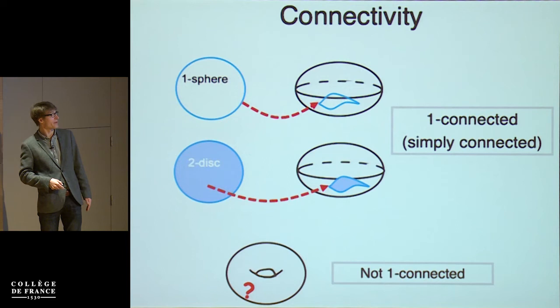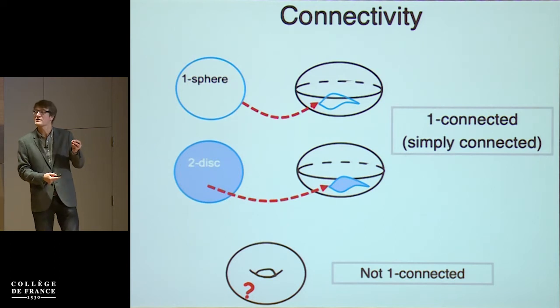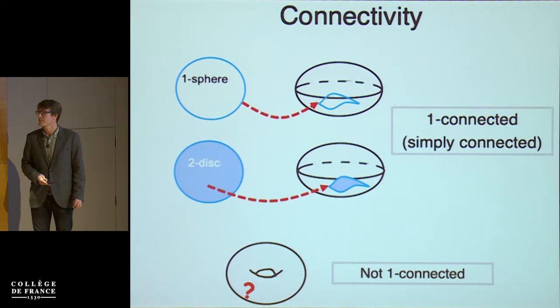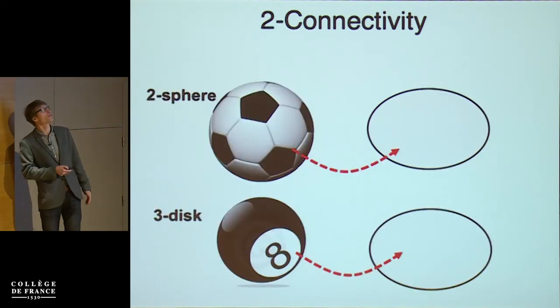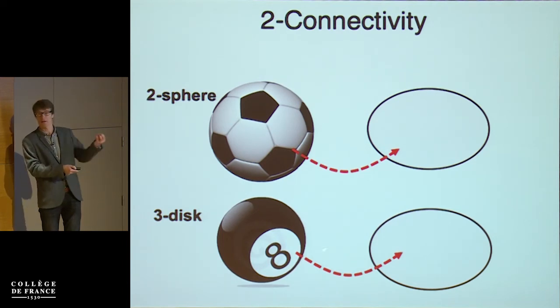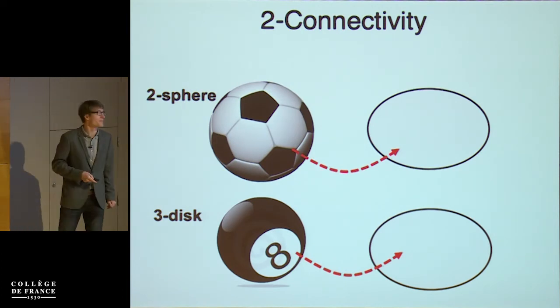And for example, if I take a torus of this kind, this is not one connected, because we have a circle which you cannot collapse. So you cannot continuously transform it to a point. Okay, and then you can generalize it to higher connectivity. To two connectivity, you can extend the two sphere to three disks, like a solid ball. Okay, so this is what we are going to use.